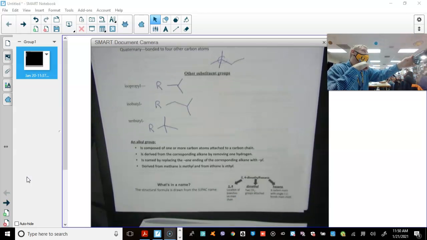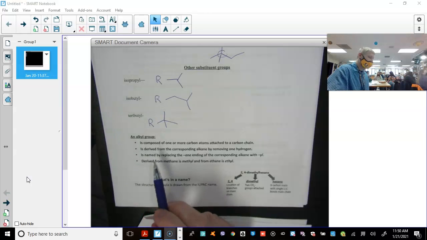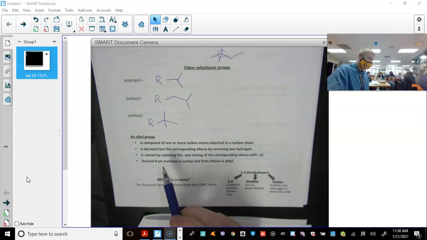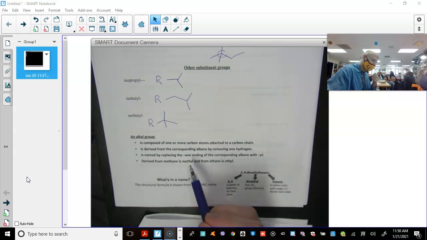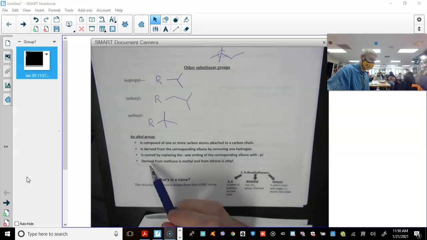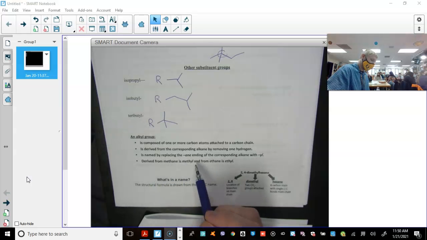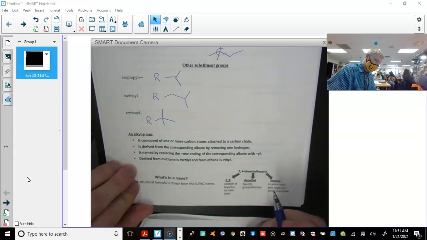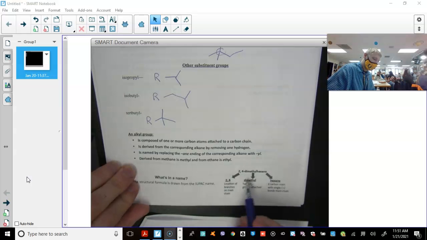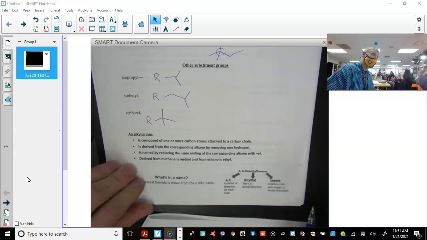All right, moving on. We got an alkyl group. We already talked about this. It's basically a side chain composed of 1 or more carbon atoms attached to a carbon chain. It's derived from the corresponding alkane by removing 1 hydrogen. It is named by replacing the ane with yl. Derived from methane is methyl, ethane is ethyl. Okay, blah blah. Talked about that already. We talked about the numbers. We talked about prefixes for the alkyl groups, and we ordered them in alphabetical order. Our numbers are the lowest we can make them, and then the longest chain. All right.